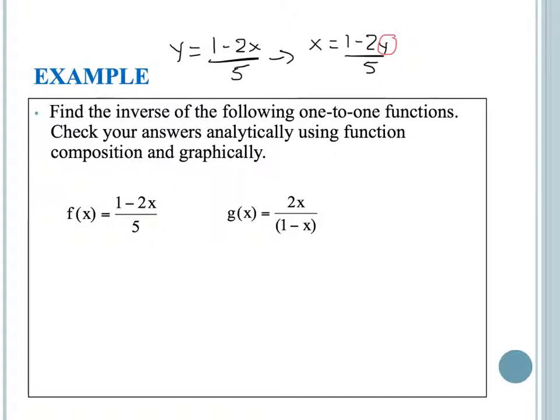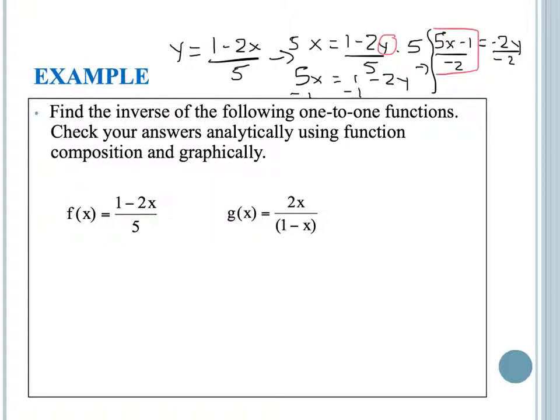So let's see what happens. I'm going to multiply by 5. That gives me, I need to subtract off 1. So I have to get y by itself. I now have an expression over here that gets y all by itself, and to indicate that this is my inverse, I'm going to come down here and say that using inverse notation, I have 5x minus 1 divided by -2.